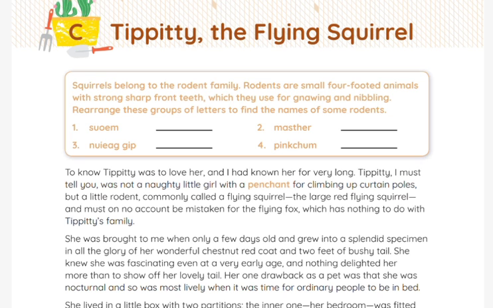In the previous video, we successfully completed the introduction part of Tipitty the flying squirrel. I hope you all have understood what the rodent family is all about. We did some exercises, like rearranging groups of letters to find the names of some rodent family members, and we have done two paragraphs of this lesson. As I told you, this lesson is going to be very interesting because it is about a pet animal, the flying squirrel. Before I go further, let's get started with today's video class.